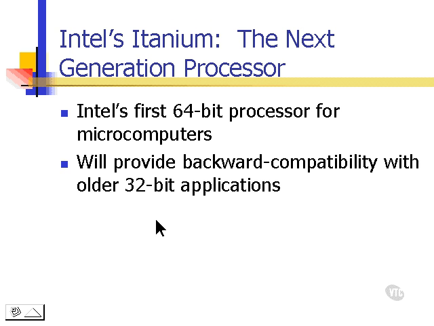The newest processor, not even released yet, but the very latest next generation processor will be called Itanium. This will be Intel's first 64-bit processor for microcomputers. It'll provide backward compatibility with older 32-bit applications. So processors have come a long way. Next we'll take a look at some of the challenges that we face when increasing processing speed and how that's being handled.